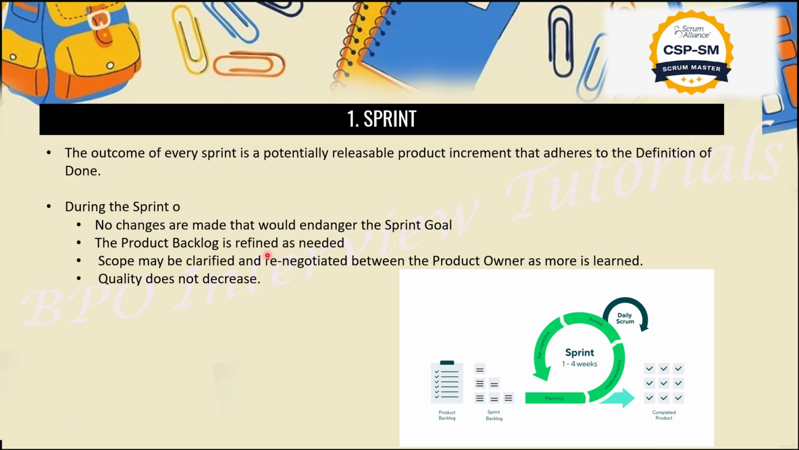The product backlog is refined as needed. I already told you the product backlog is the actual product we require, and that can be refined, like the requirements might get changed. Quality does not get decreased because we have regular connects with all our stakeholders. There is no chance of decreasing the quality. Scope may be clarified and renegotiated with the product owner as more is learned. Definitely, during the meeting, they will understand if there is a new requirement, and the cost and everything will be decided on the basis of that, guys.